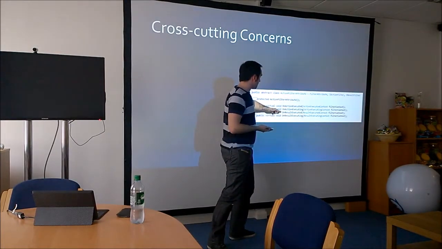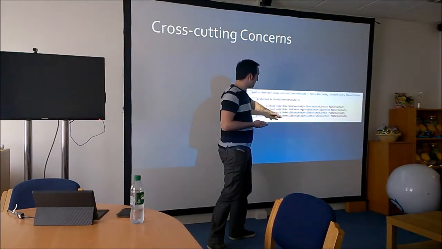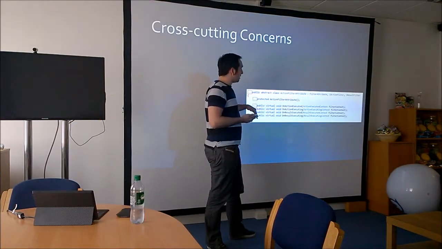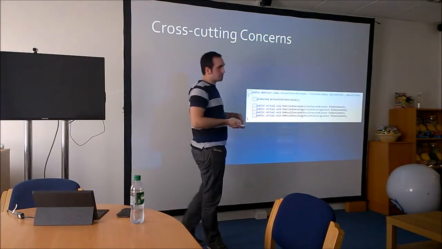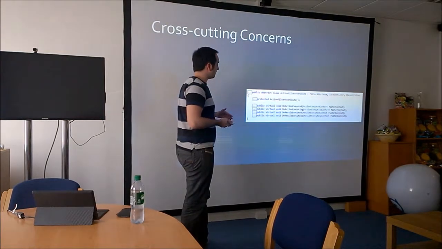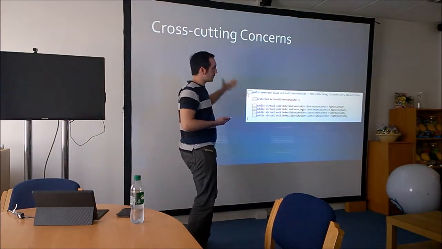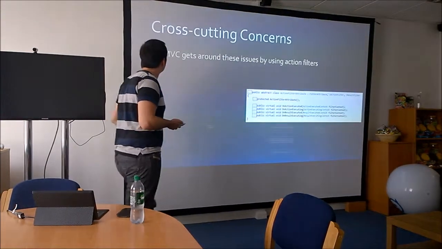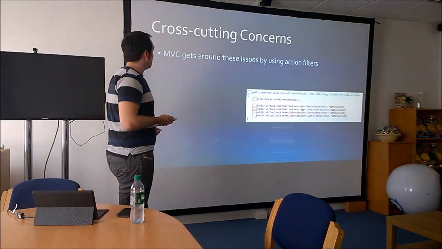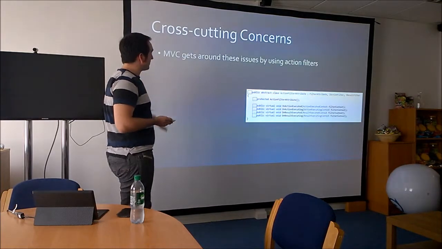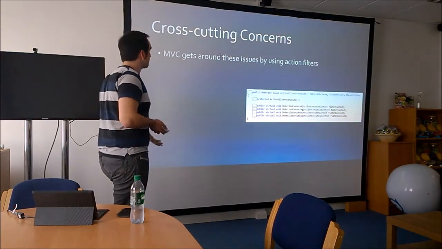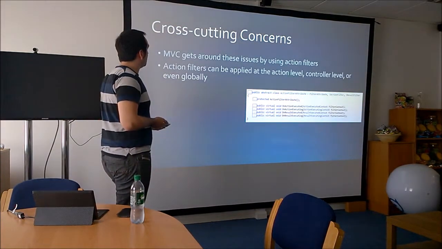And the same, we've got on result executed, on result executing. At the end of your action, you would typically return a view, and so it's basically part of the code that runs before you return that view, and runs after. And this whole attribute system is called action filters.